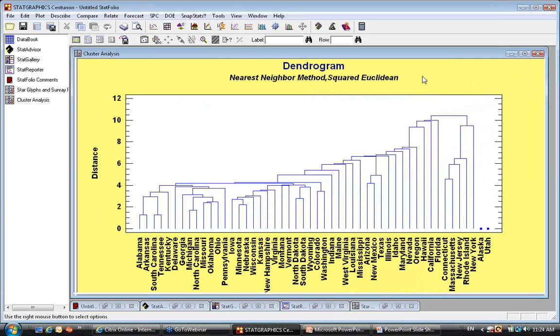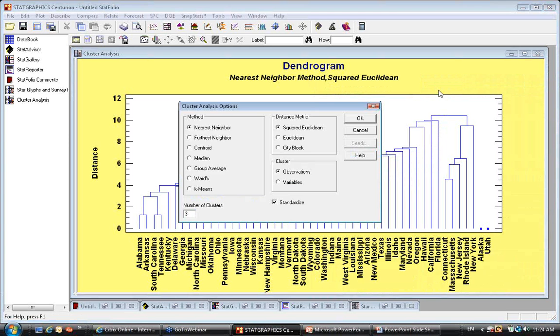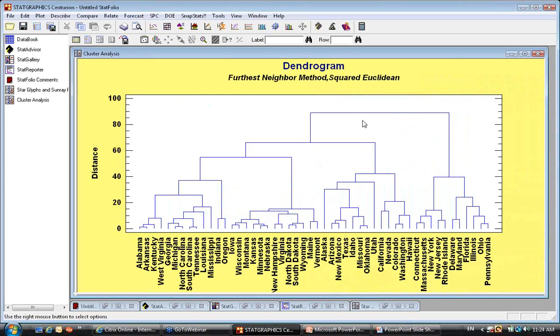On the other hand, if I push the right mouse button, go back to Analysis Options, tell it I want to use the furthest neighbor method, and let's reset the number of clusters to 1. The furthest neighbor method actually does more what I wanted to do. The last step in the furthest neighbor method was actually to take this group of states here, combine it with this group, all the rest of the states.